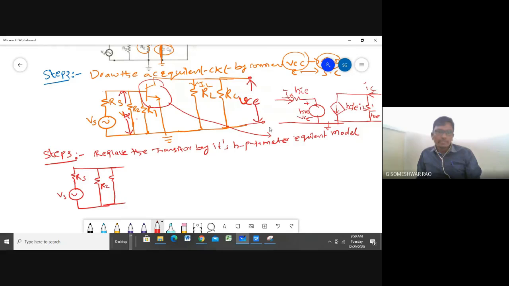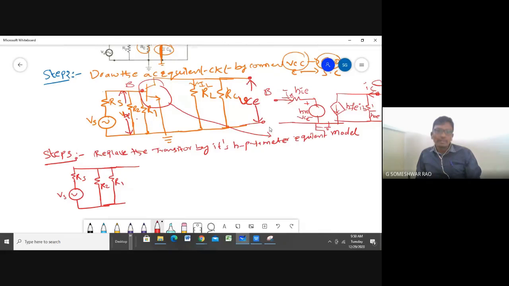This drawing is very, very important. Now look here, this is the base terminal. This is the collector terminal and the emitter is grounded. To the base terminal, R1 is connected. So the same thing we are going to replace over here.